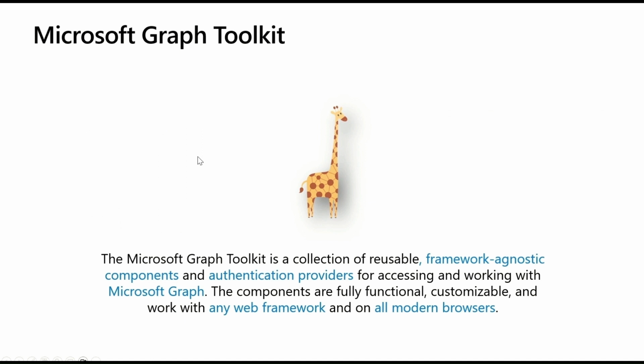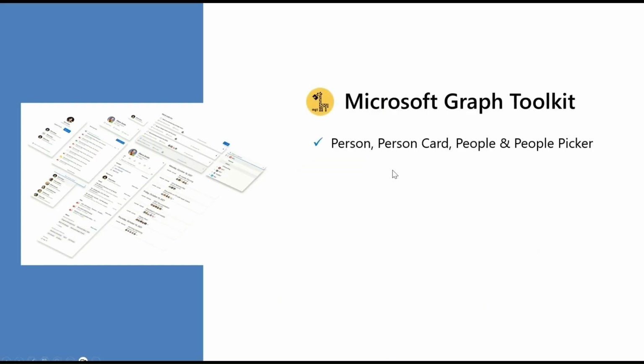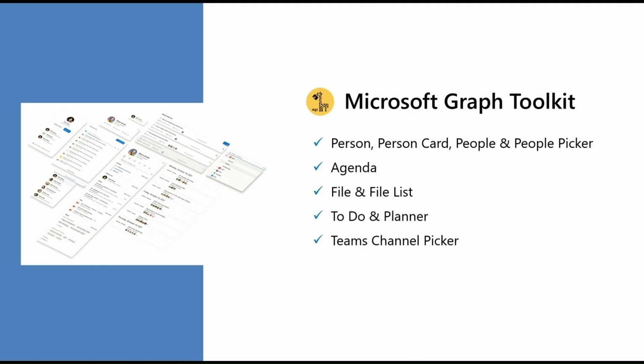Microsoft Graph Toolkit is a collection of reusable, framework-agnostic components and authentication providers for accessing and working with Microsoft Graph. The components are fully functional, customizable, and work with any web framework and all modern browsers. Microsoft Graph Toolkit has the following built-in React components, namely Person Card, People Picker, Agenda, File and File List, To-Do and Planner, Teams Channel Picker, Get and Generic Picker, Conversation one-on-one.